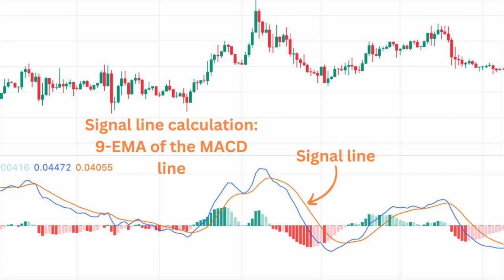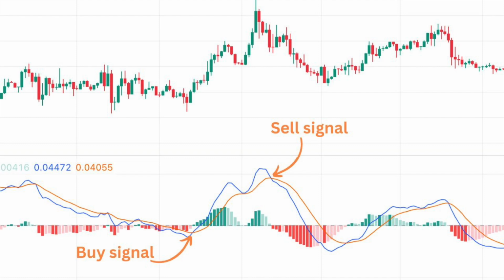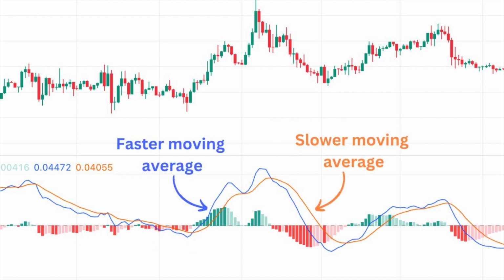If we look at the signal line, this is the 9 EMA of the MACD line. On the chart here, it is the orange line, and the purpose of the signal line is to smooth out the sensitivity of the MACD line. So again, the signal line is the 9 period moving average of the MACD line itself. And the purpose of the signal line is to act as a trigger for buy and sell signals. So if you look here at the indicator, the MACD line, or the blue line, is considered the faster moving average, and the signal line is the moving average of the MACD line and is considered the slower moving average.